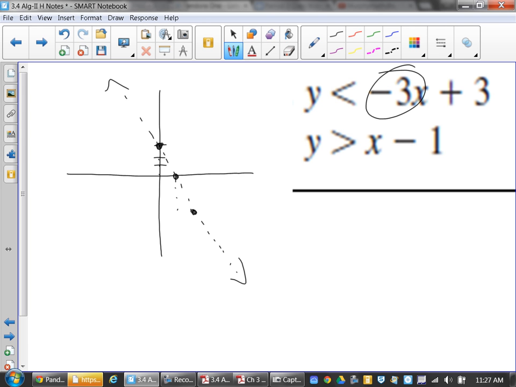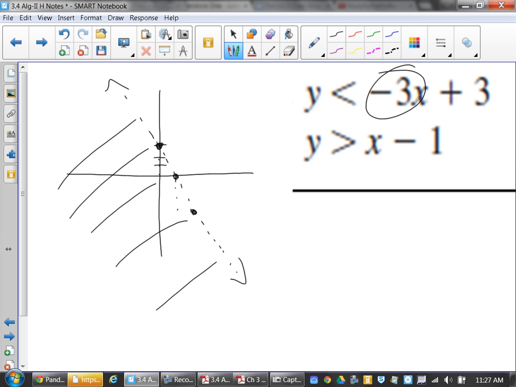Does it go through your origin? Nope. So is 0 smaller than 3? Yeah, so it's true at the origin, so which way do I shade? I went down 3 more and went over 1.